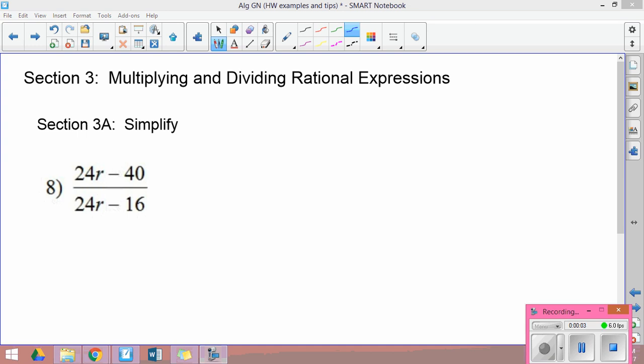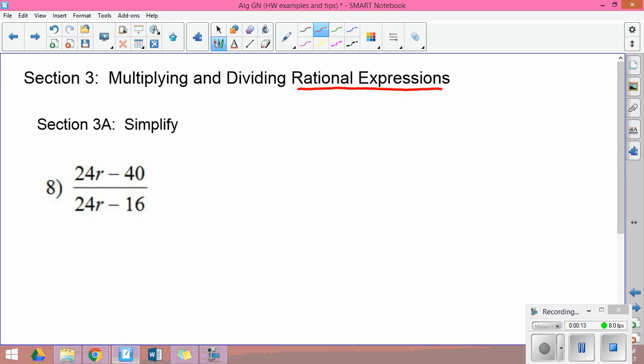So we're going to continue working with these algebraic ideas, and now we're going to talk about multiplying and dividing rational expressions. Now, a rational expression just means there's a variable in the denominator of my fraction. But again, I have an expression, not an equation, so things can't disappear. They always have to be factored and canceled appropriately.